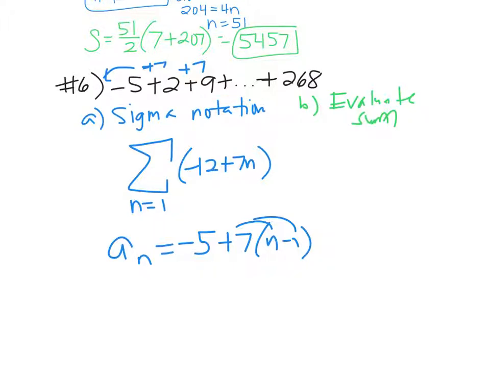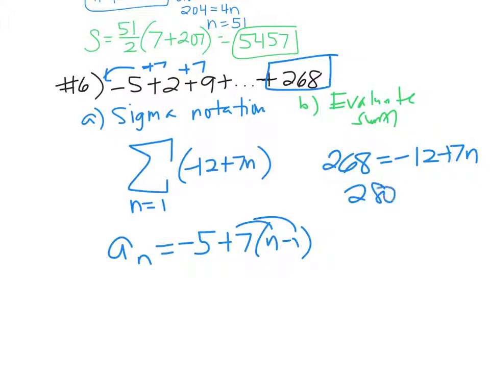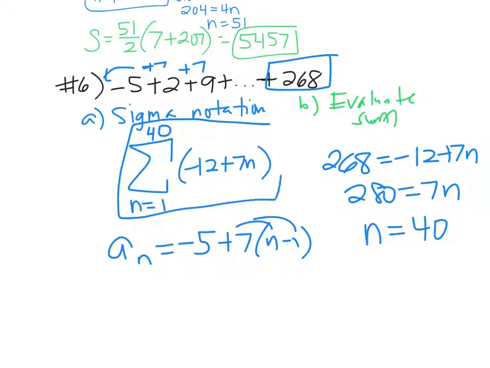Now I need to find out what that last number is, what term that is. The last term is 268, but what number term is it in my series here? So I'm going to take 268, set it equal to negative 12 plus 7n, and solve for n. So you add 12, you get 280. We actually did this one yesterday. Do you recognize it? And then n would be 40. So make sure that you remember to plug 40 in. So that would be your first answer.